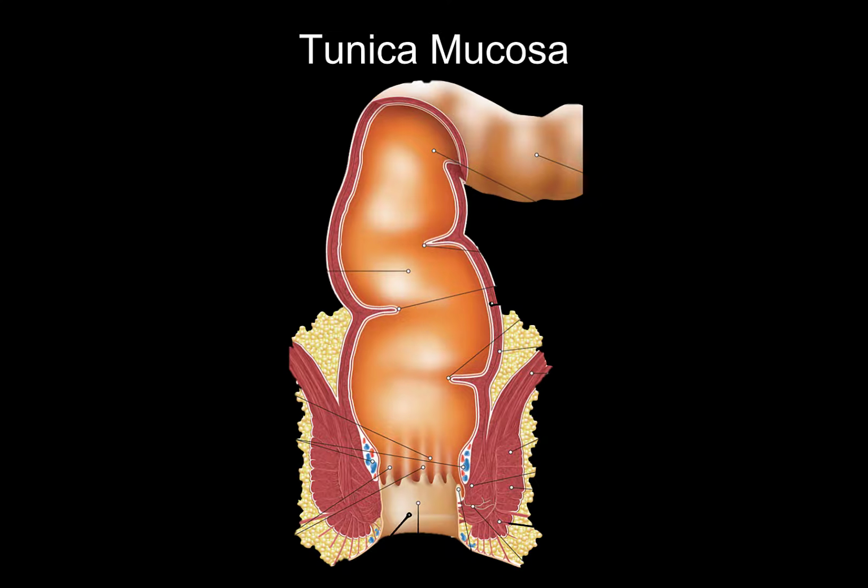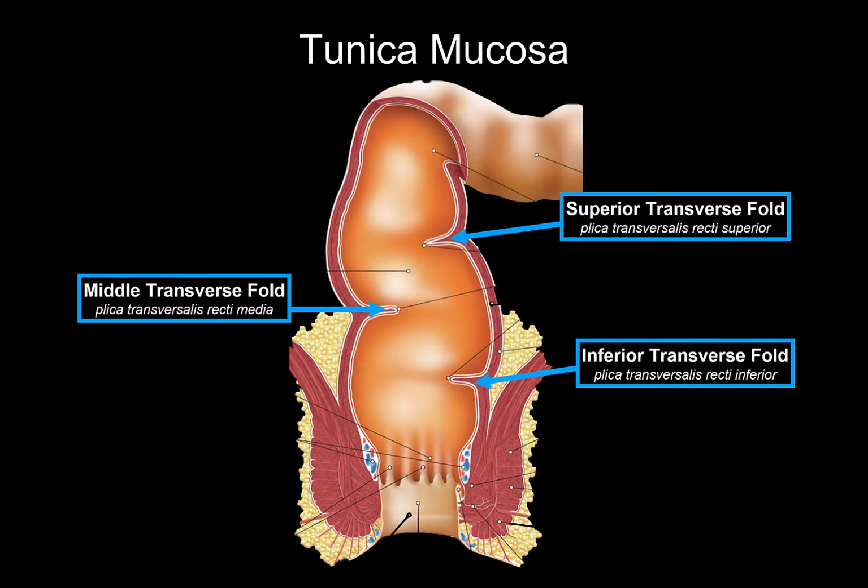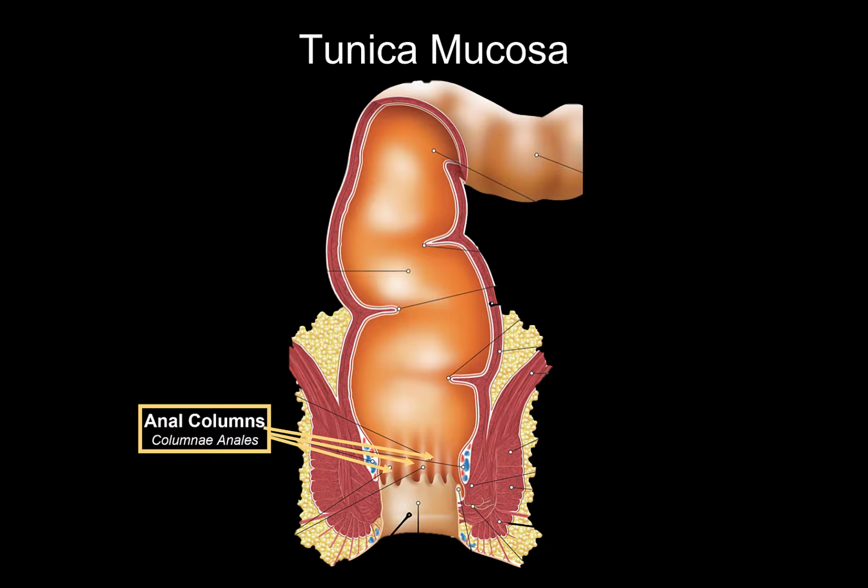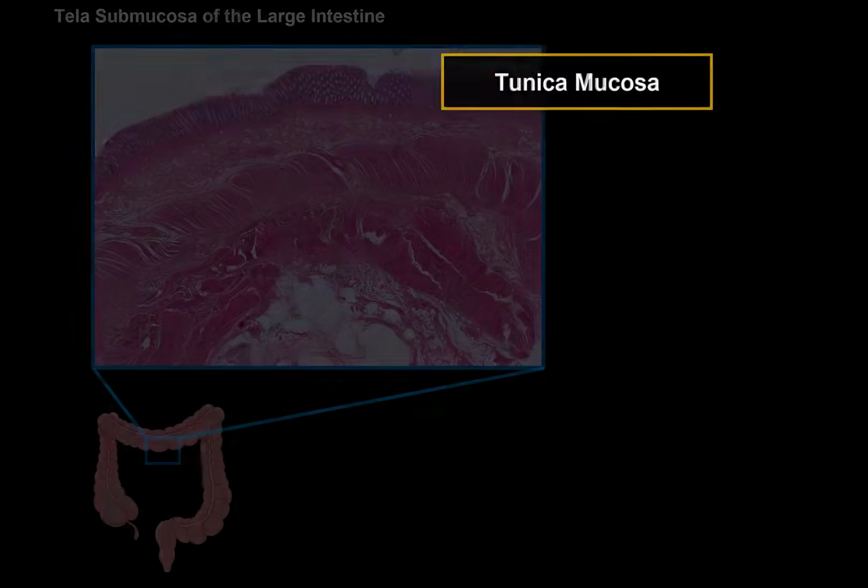Another structure that the mucous membrane forms is at the rectum. Remember the rectal ampulla is here, and the mucous membrane below the rectal ampulla forms transverse folds called the transverse folds of the rectum. We have the superior transverse fold, the middle transverse fold, and the inferior transverse fold. And down here, the mucous membrane forms columns called the anal columns at the anal canal. Between them, the mucous membrane forms the anal sinuses between each column. So that is the tunica mucosa.